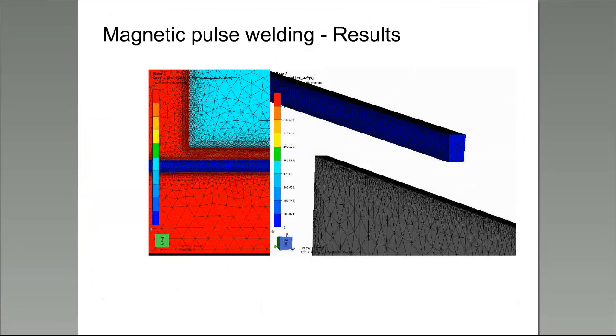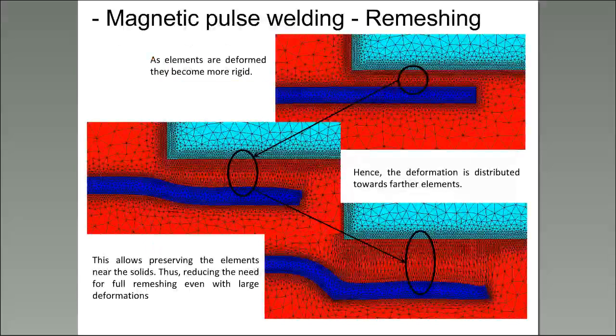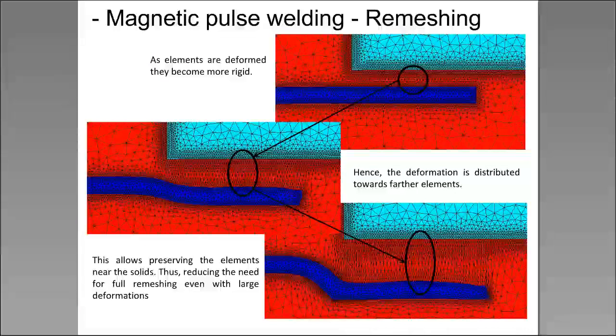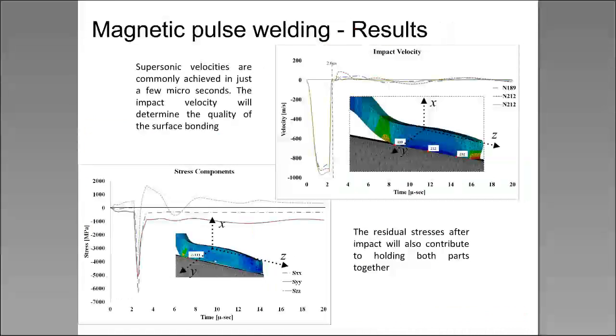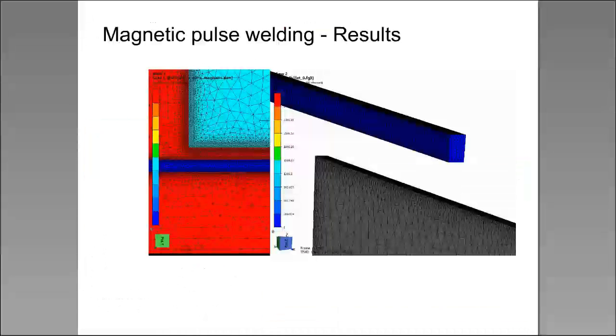I don't have the animation for this. So this is to draw your attention to the remeshing, which is quite complex here, because since you are deforming the part in the air, you have to remesh the air. So you have to develop some specific strategy to redistribute the deformation of elements towards further elements, in order to preserve a good average quality for the finite elements.